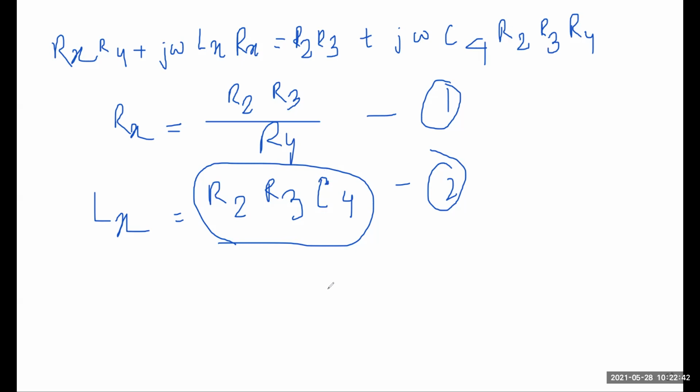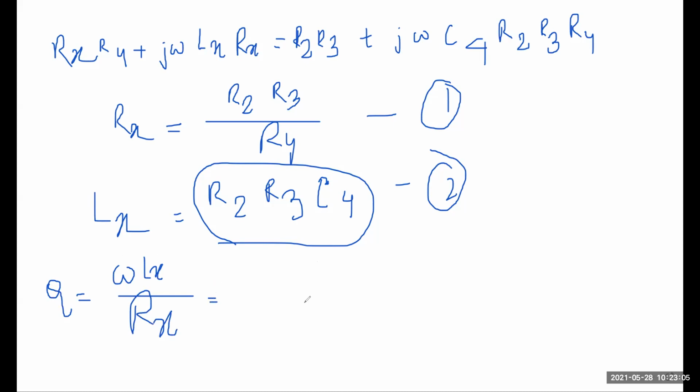Now you also have to determine the quality factor of the coil. So let us decide the quality factor of the coil. Q you have to determine. So that will be Q equals omega Lx divided by Rx. So this is the quality factor. You know what Lx is, you know what Rx is, right?